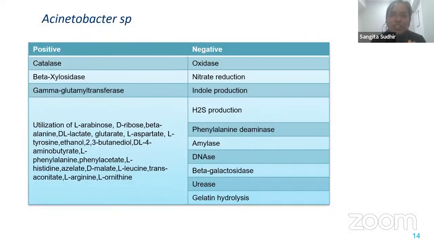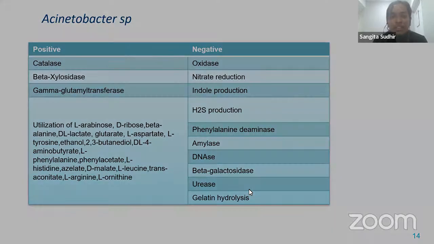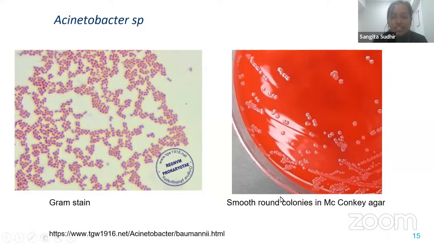These are some of the tests we can use to differentiate the Acinetobacter species. All these tests will be positive if it is Acinetobacter, whereas all these tests will be negative for Pseudomonas. Now, this is just an example. You can see Pseudomonas was rod-shaped, whereas this one has a cocobacillary appearance. And these are some smooth round colonies on MacConkey agar.